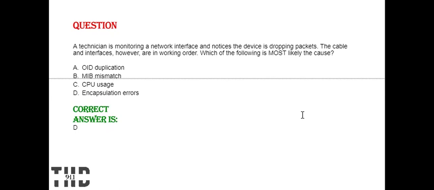A technician is monitoring a network interface and notices the device is dropping packets. The cable and interfaces, however, are in working order. Which of the following is the most likely cause? Option A, OID duplication. Option B, MIB mismatch. Option C, CPU usage. Option D, encapsulation errors. Correct answer is option D.